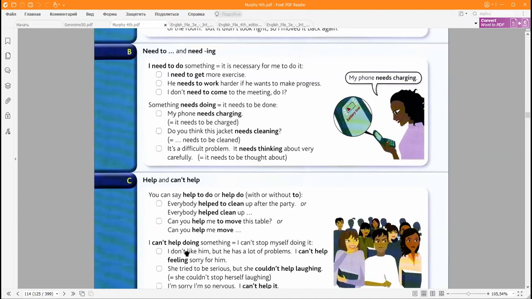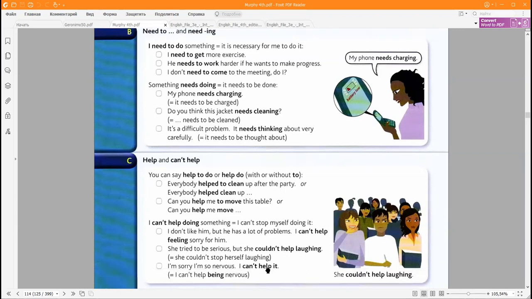Okay. I can't help doing. It means I can't stop. I don't like him, but he has a lot of problems. I can't help feeling sorry for him. Can you say this in Russian? I can't help feeling sorry for him. Я не могу не жалеть его. Не могу не смеяться. Не могу не расстраиваться. She tried to be serious, but she couldn't help laughing. Не могла не ржать, простите. She couldn't stop herself laughing. I'm sorry, I'm so nervous. I can't help it. Sorry that I feel nervous, but I can't stop feeling nervous. So you can't help doing something is you can't but do.